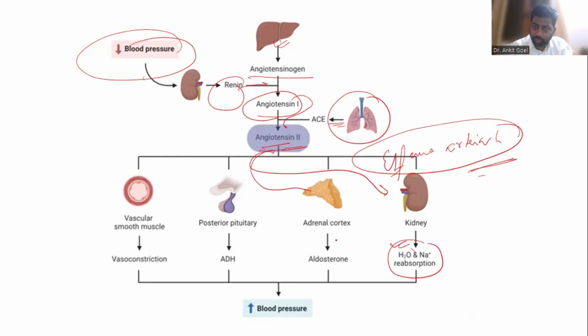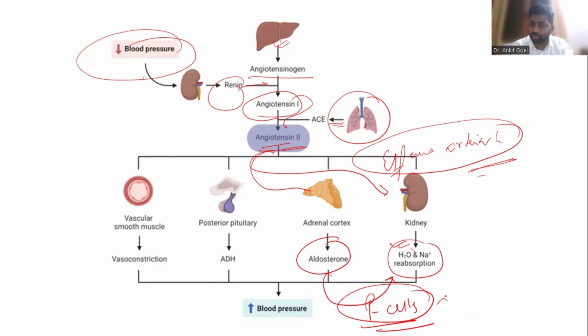Also, it stimulates the release of aldosterone, which further helps in sodium and water retention. It acts on the principal cells, the P cells of the distal tubules, to cause sodium reabsorption. Along with sodium, water will come and the blood pressure will rise. So that's the mechanism of how renin is released in response to low blood pressure.